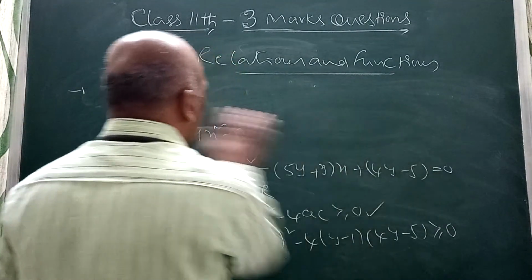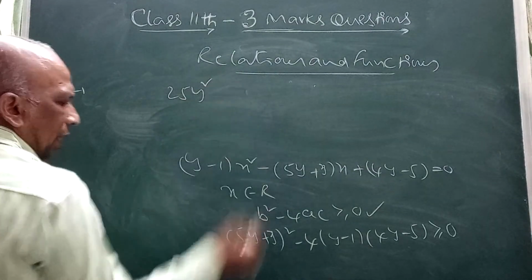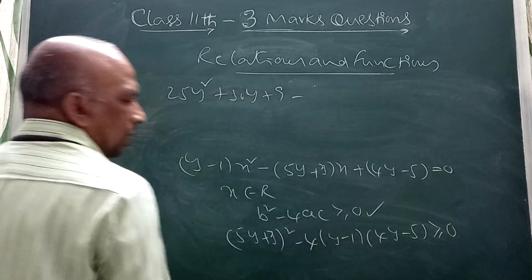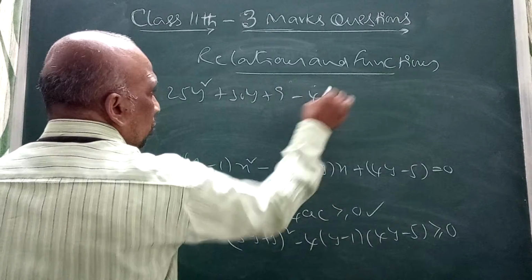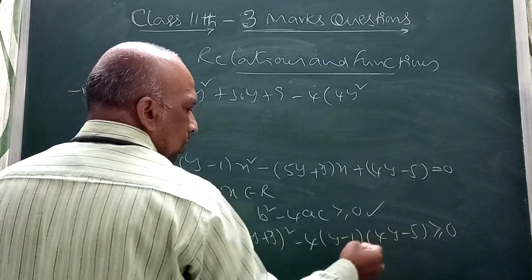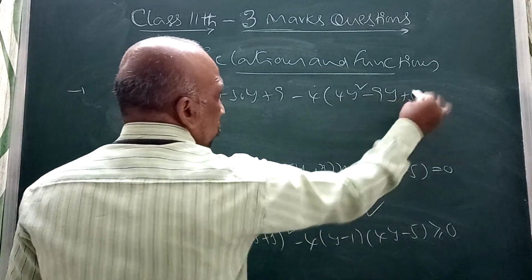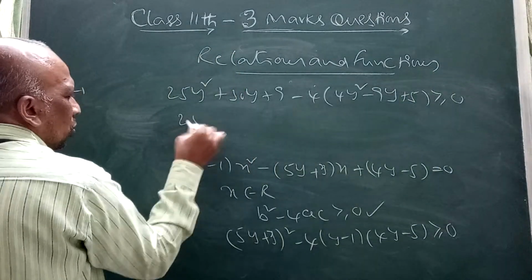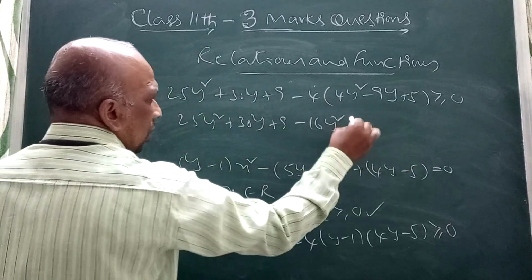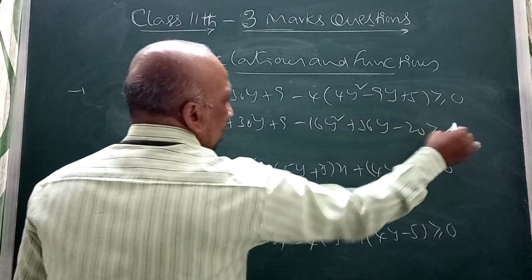So here, when I expanded this one, you can see I have transformed it like this. If I do this, you will get 25y square plus 30y plus 9. If I multiply this, you are getting 4 into this, 4y square. You are getting very big numbers here: 4y square minus 5y minus 4y minus 9y plus 5 greater than or equal to 0. You can see 25y square plus 30y plus 9 minus 16y square plus 36y, you're getting 36y minus 20 greater than or equal to 0.